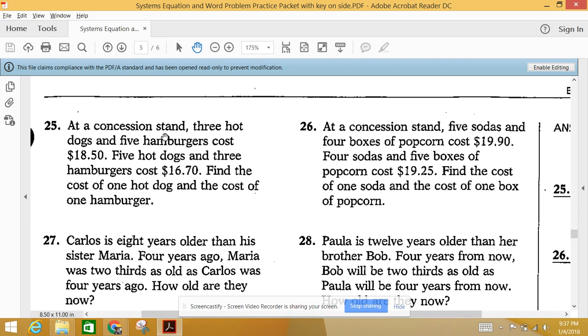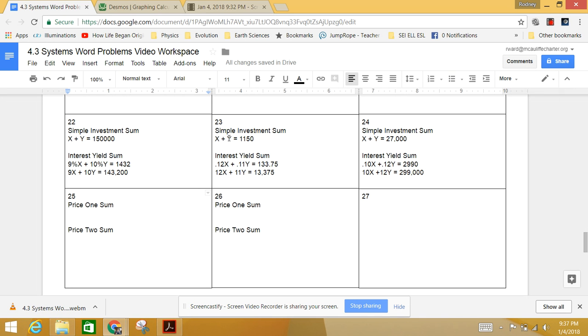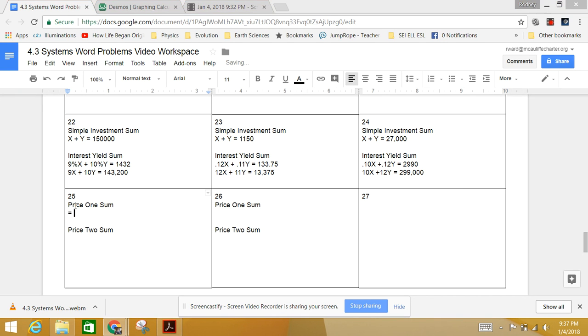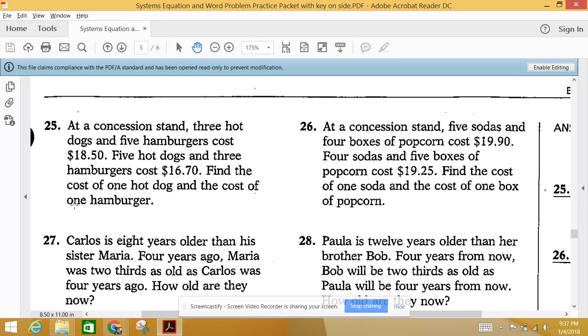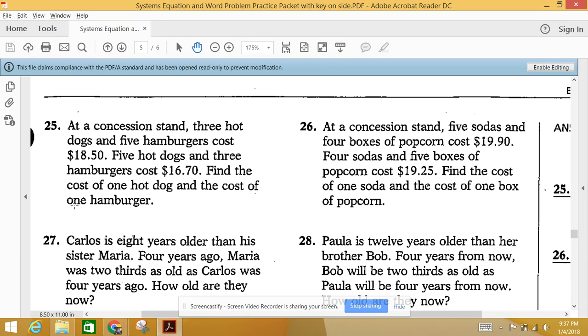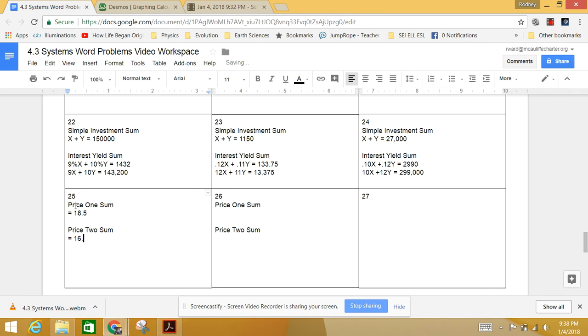So it's going to be 3D plus 5H. If you prefer X and Y, that's totally fine. We're going to have two sums: the price 1 sum, and the price 2 sum. The price 1 sum is going to equal $18.50, 18.5. Our price 2 sum is going to equal $16.70, 16.7. I'm going to leave the 0 in there to remind us it's money.